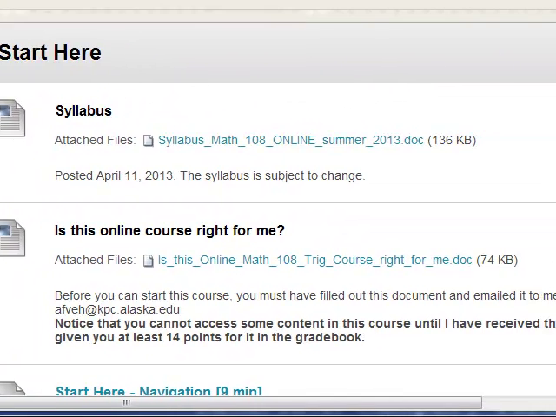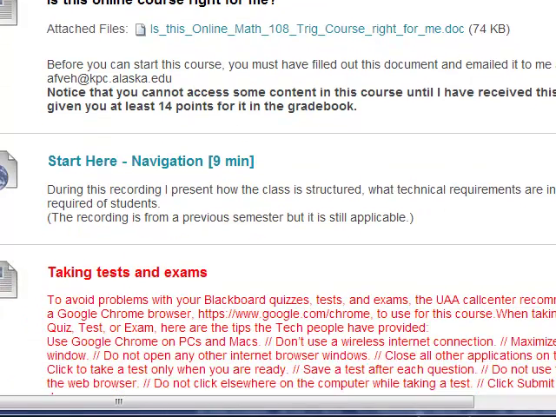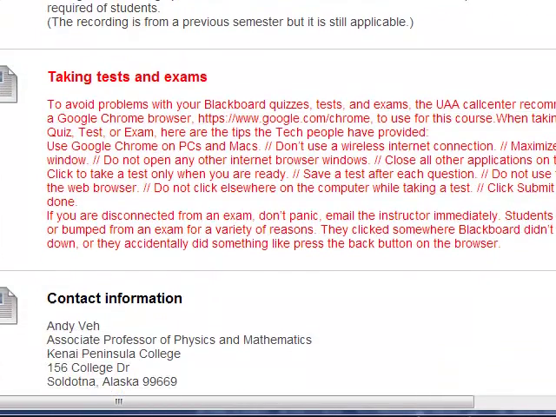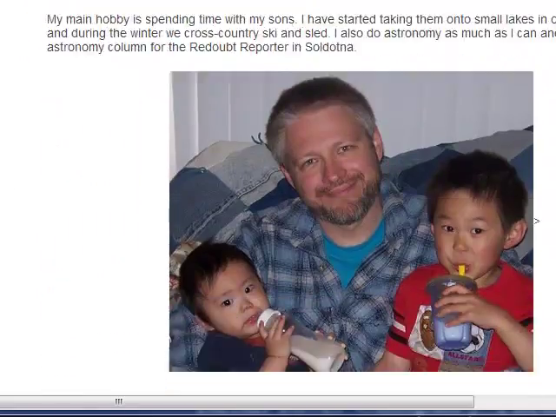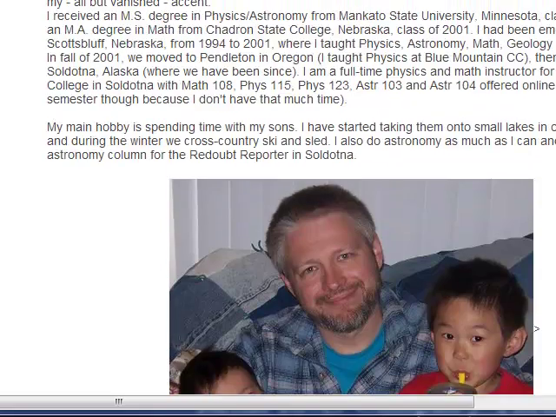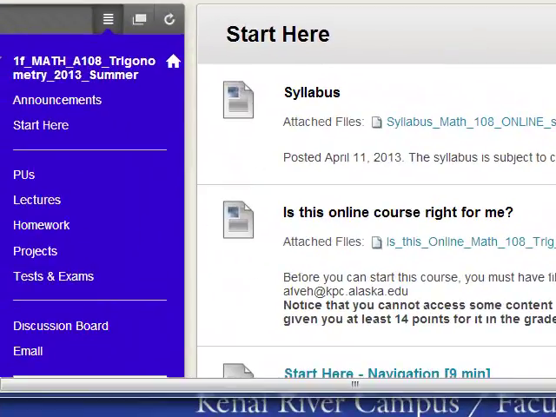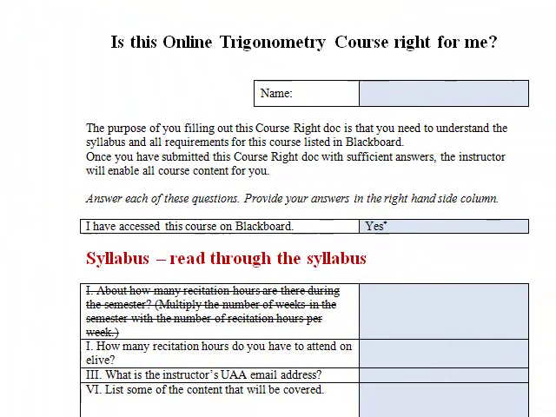So here is the syllabus, and I will show you in just a moment. And then there is this course rights document, and then there are some other things like taking tests and exams and some information about myself, and there are my kids, a little outdated though. All right, let's look at the course rights document relatively quickly. I don't want to make this recording too long.